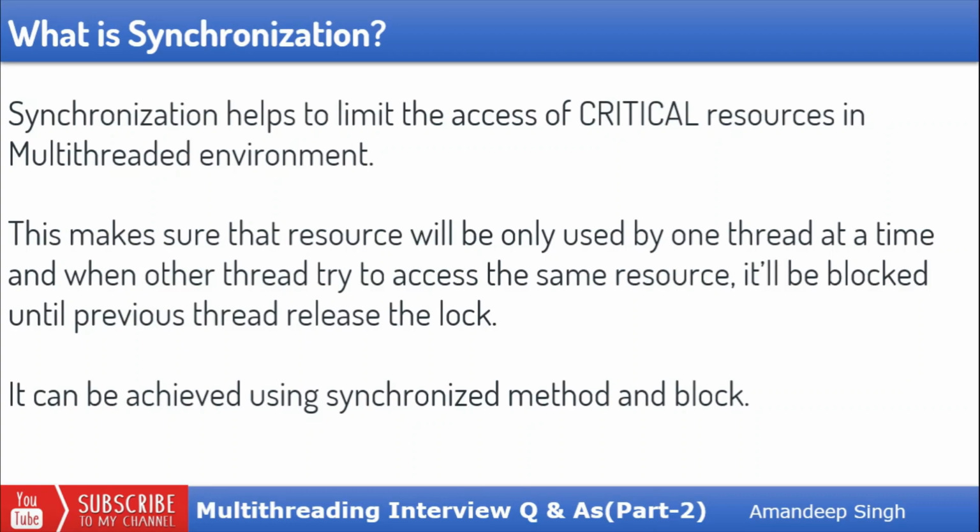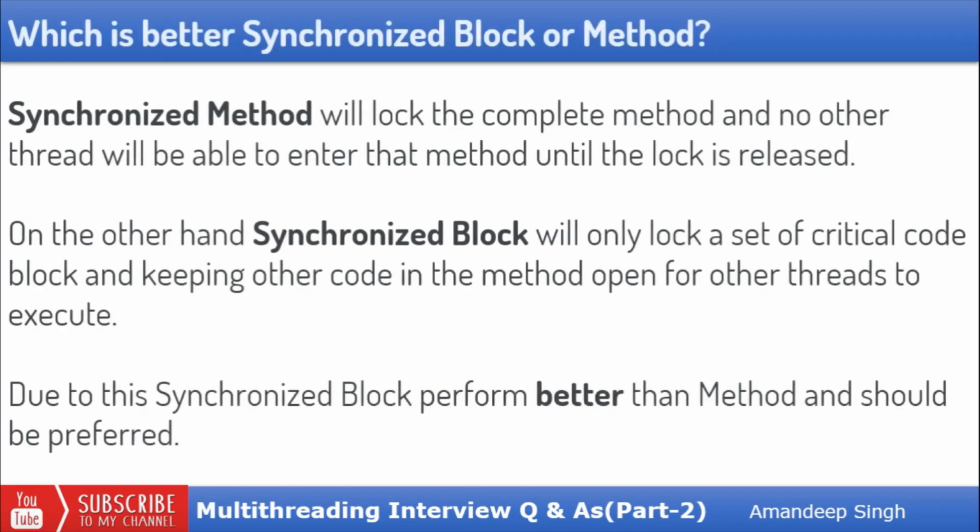After this question itself, the follow-up question could be, which one is better, synchronized block or synchronized method? So a synchronized method will lock the complete method, and no other thread will be able to enter that method until the lock is released or the previous thread has completed the execution of the whole method. On the other hand, a synchronized block will only lock a set of critical code and keep the other code lines in the method open for other threads to execute.